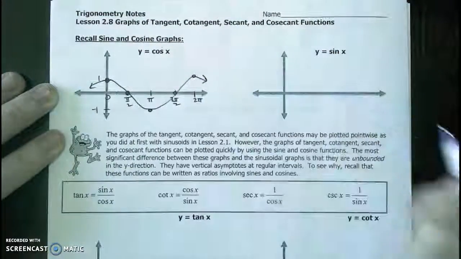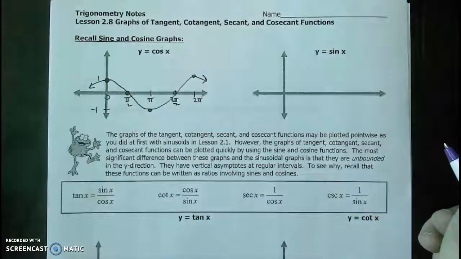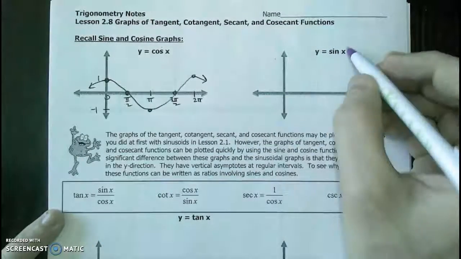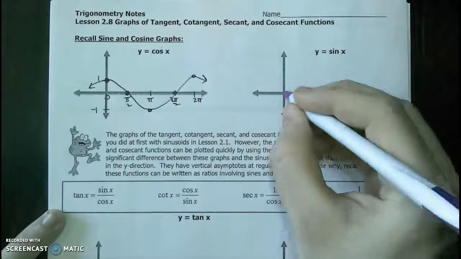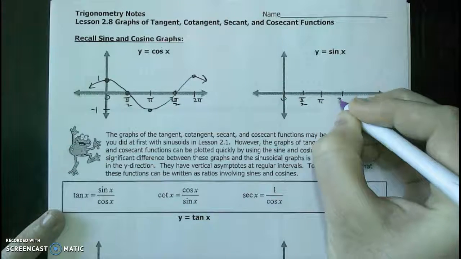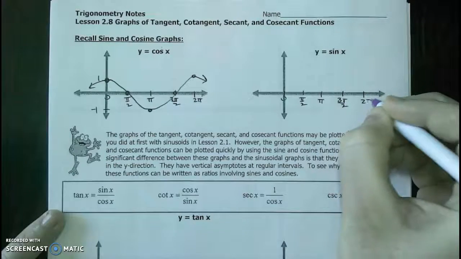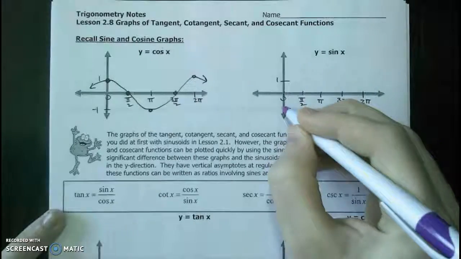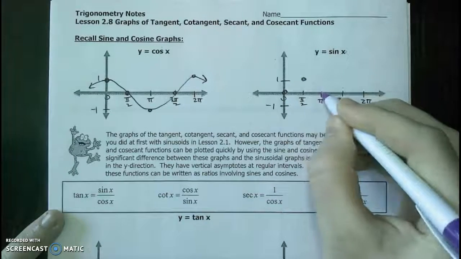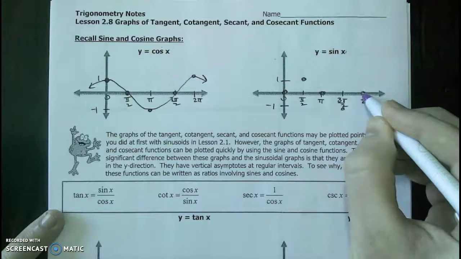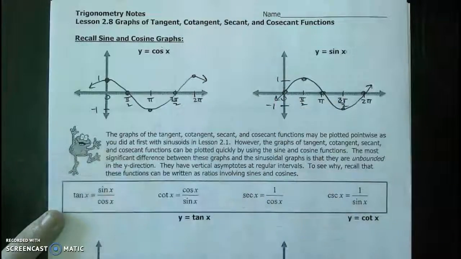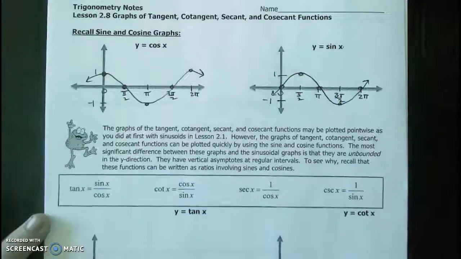That is your cosine graph. If you want, you can get those from a unit circle. We talked about this in lesson 2.1. Sine, same thing, starts at 0, then pi over 2, pi, 3 pi over 2, 2 pi. It goes up 1 and it goes down 1. But sine starts at 0 and goes up, 0, down, then back to 0. So that is a picture of your cosine and your sine wave.